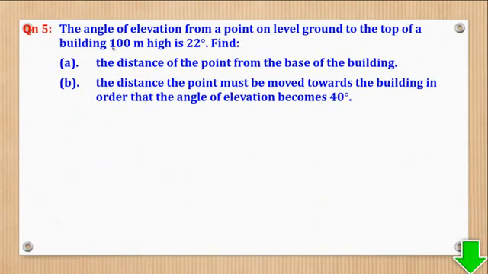Then question 5 says the angle of elevation from a point on level ground to the top of a building 100 meters high is 22 degrees. Find part A, the distance of the point from the base of the building. I think let's start with that.